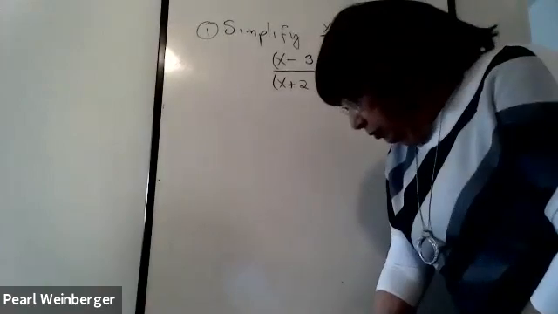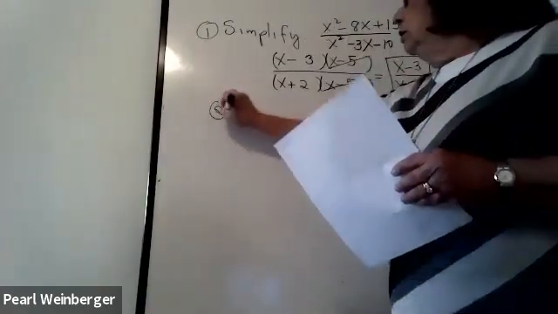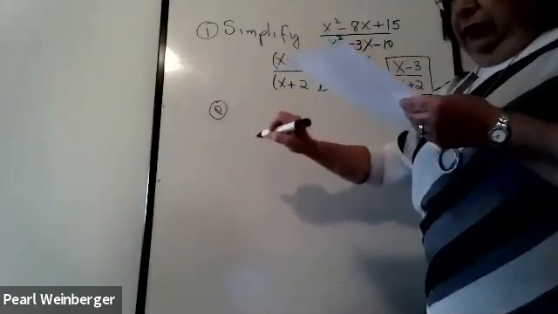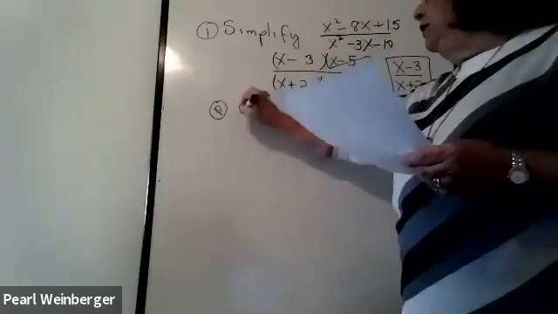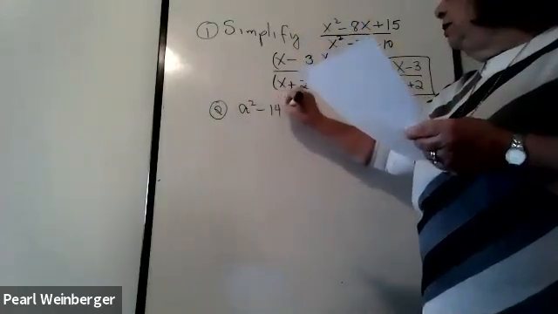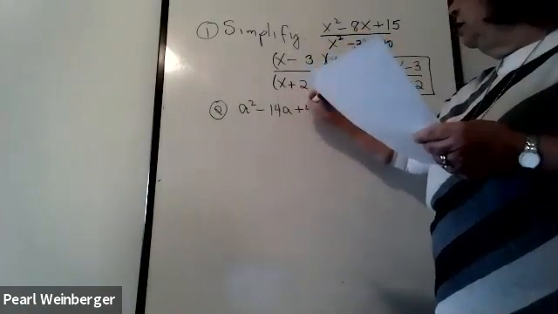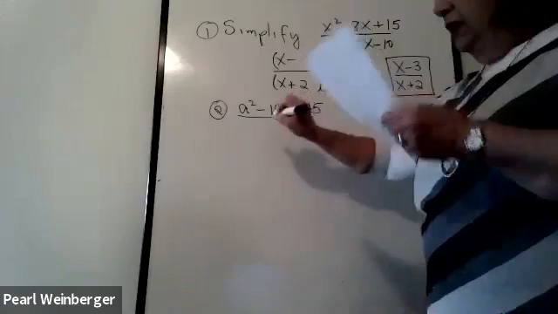Okay, so now let's look at question number 2. It also says simplify. In this case, we have a squared minus 14a plus 45 over a squared minus 81.